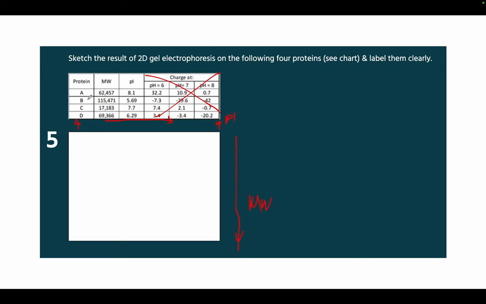Then where are our proteins going to come? A has a pI of 8.1. So A will be somewhere here. B has a pI of 5.69. So let us say that B is somewhere here.